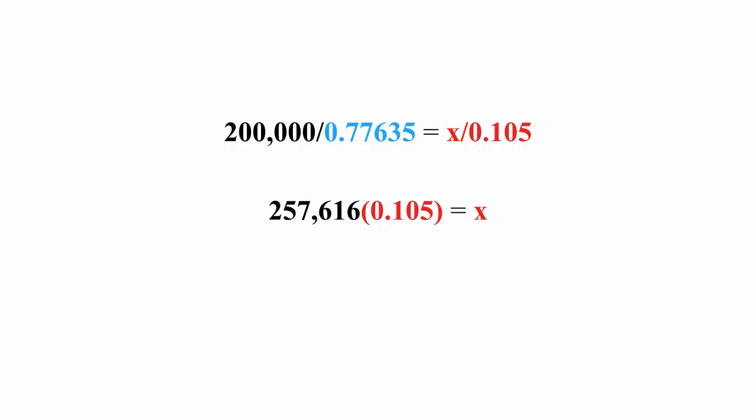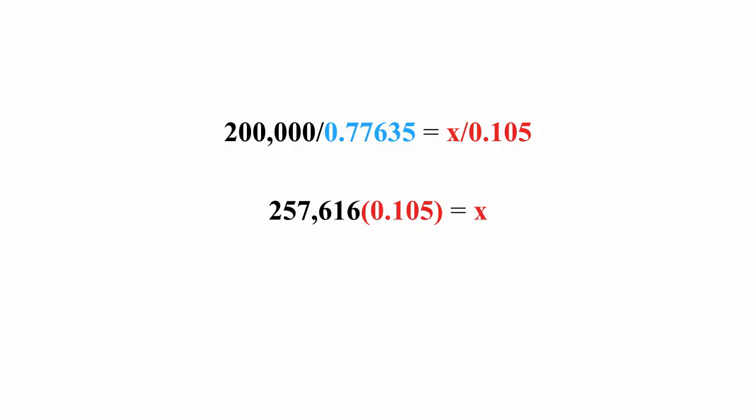So concentrating on the left side now, 200,000 divided by the 0.77635 is going to give us 257,616. And then what we'll do is, with that 0.105 that's on the right side of that equation, it is a divisor into X. We bring that value over to the left side of the equal sign. It becomes a multiple of. So the 257,616 multiplied by the 0.105 will give us €27,049. That's the annual repayment necessary to amortize the debt or to cancel out the debt over that 15-year period.